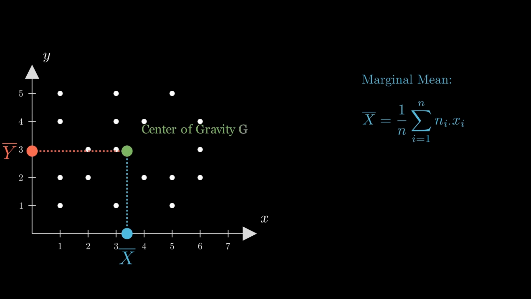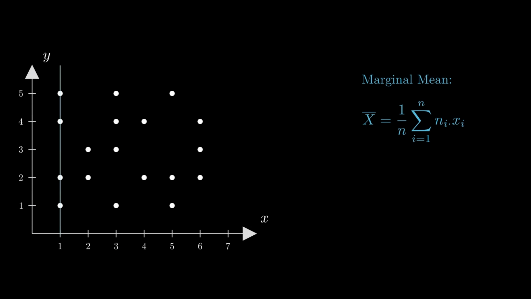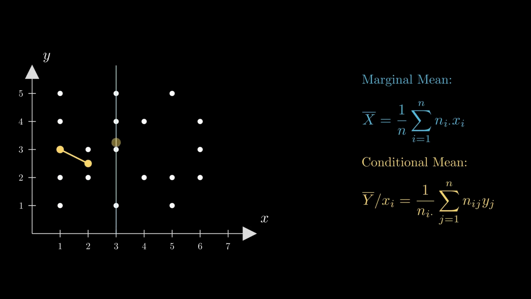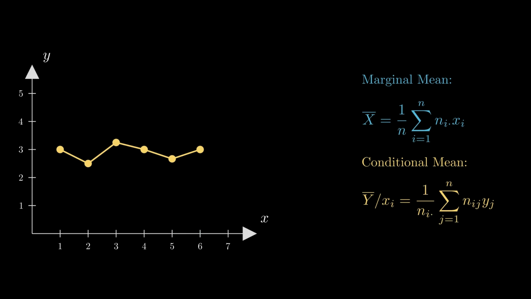But what if we don't want to ignore y? What if we take a thin vertical slice of our data, locking x at one specific value, and only look at the dots inside that slice? The center of just that slice is the conditional mean. As we sweep across the x-axis, slice by slice, these conditional means trace out a path, showing us exactly how the center of y shifts as x changes.